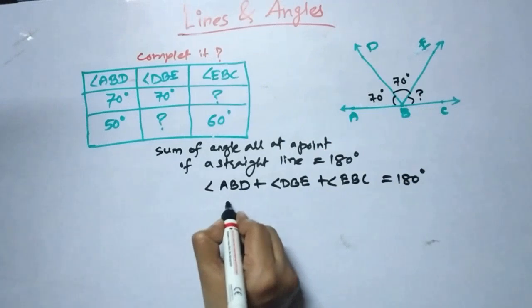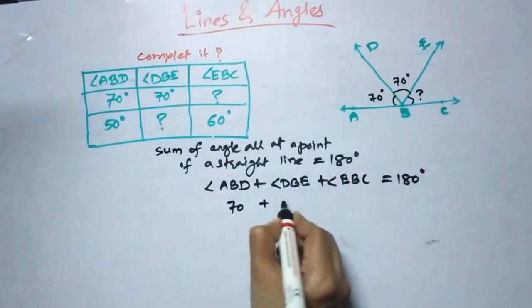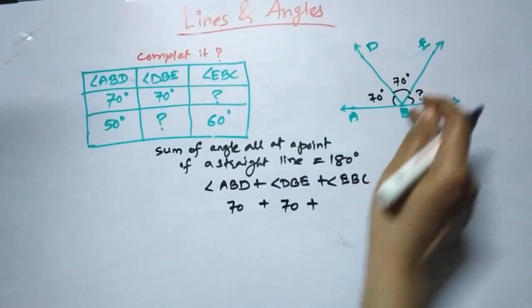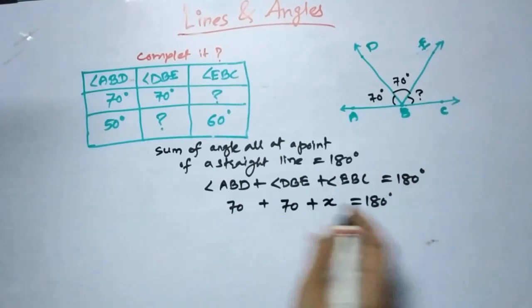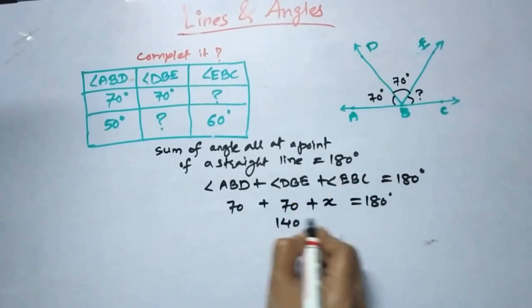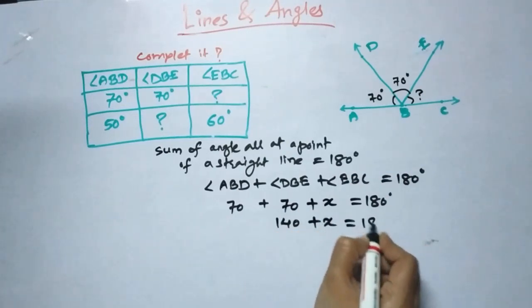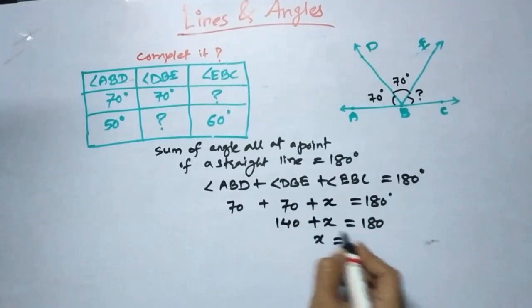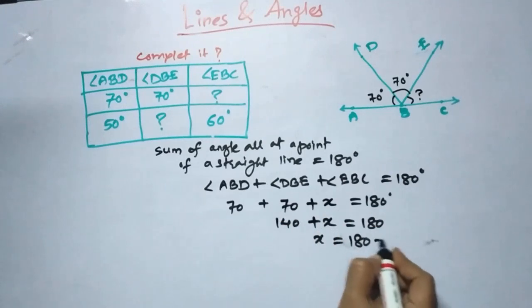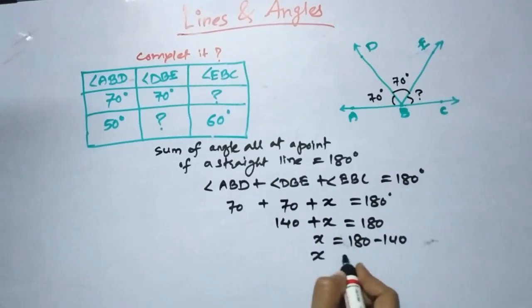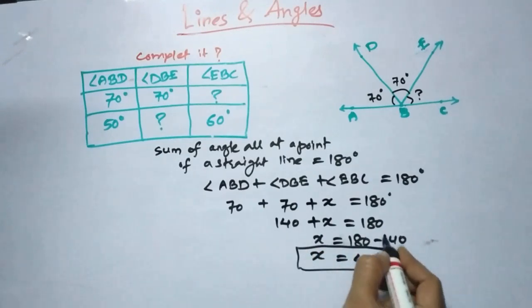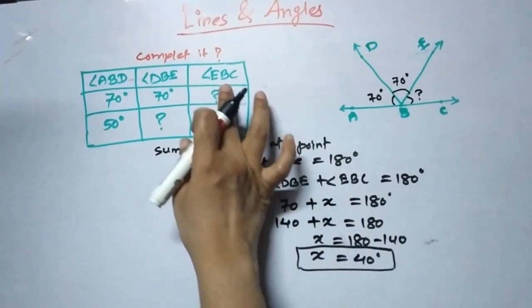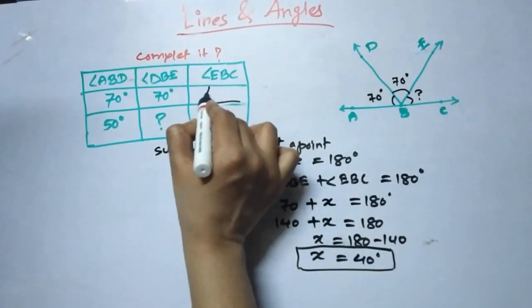So this is given 70 degrees. Again we'll put this value, it is 70 degrees, and this we need to find out. Let's consider it as x. So friends, 70 plus 70, you will get 140 here. So x is 180 minus 140. So friends, here you will get 40 degrees. So this is the value of this EBC. In this case it is what? 40 degrees.